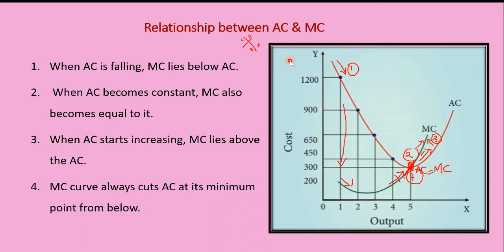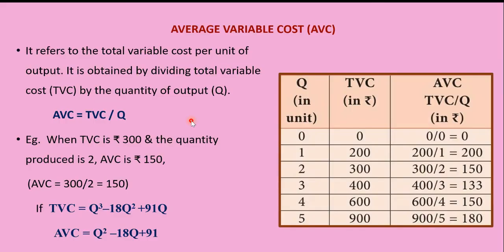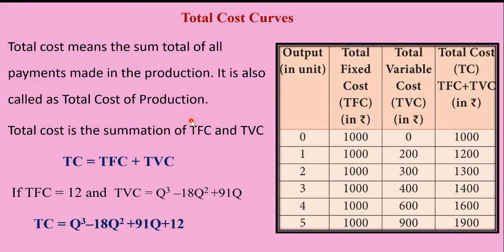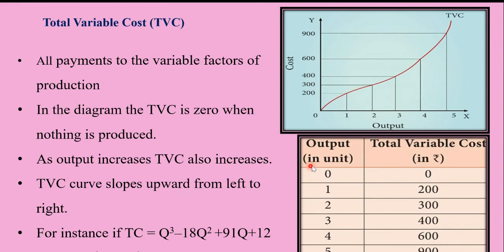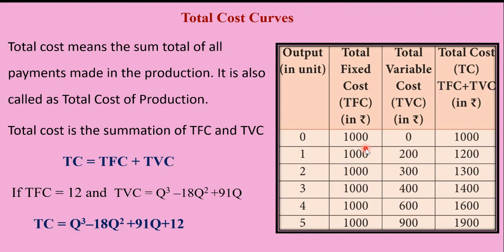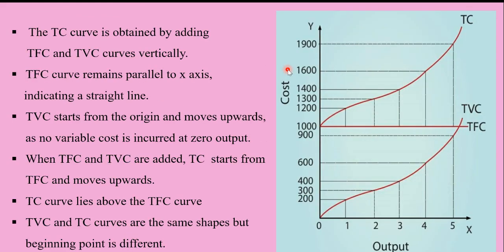Then 36th question. Discuss the short-run cost curves with suitable diagrams. 5-mark question. So if that question is asked, you have to start from the total cost curve. So what are the different types of curves? Short-run cost curves, total fixed cost. First you have to write this, the graph and the table. Then the total variable cost, the explanation, the graph and the table. The total cost curve, the explanation, the graph and the table.